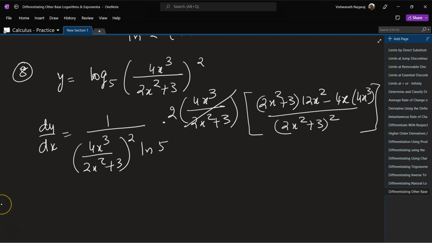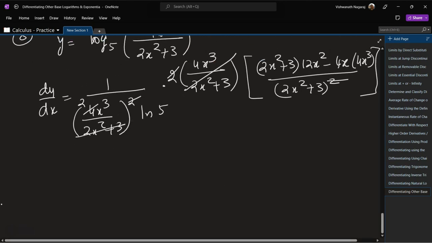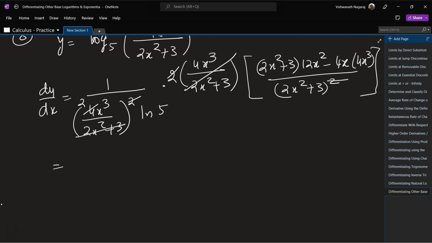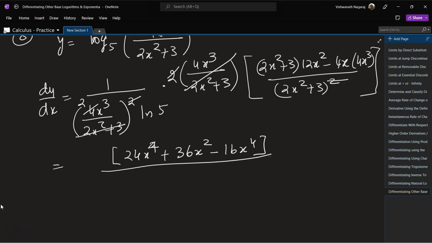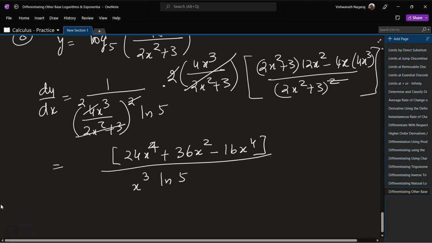So again here, one of this and one of this cancels, this and one of this gets cancelled. Anything else? 2, 2s. So what have we remaining? What we have remaining is 24x^4 plus 36x square minus 16x^4 divided by x cube natural log of 5 times 2x square plus 3.